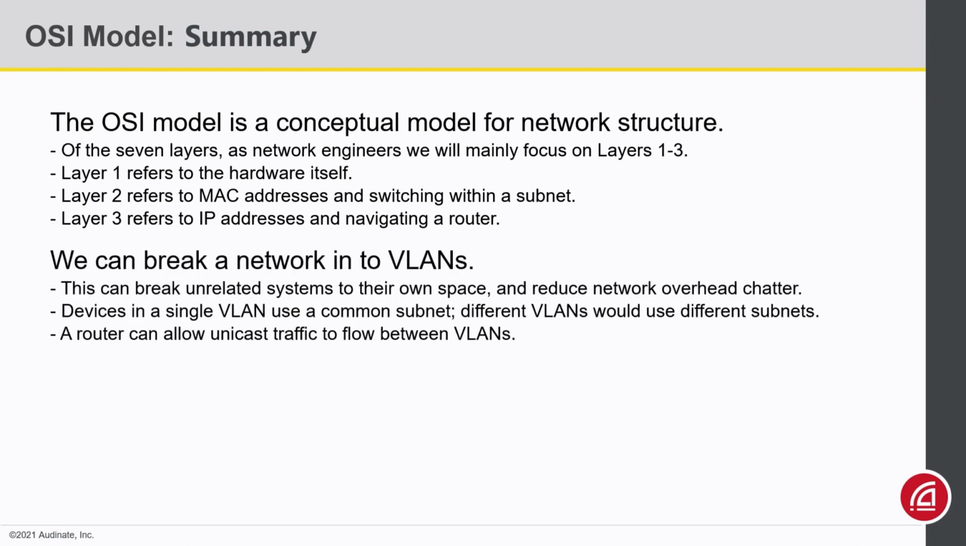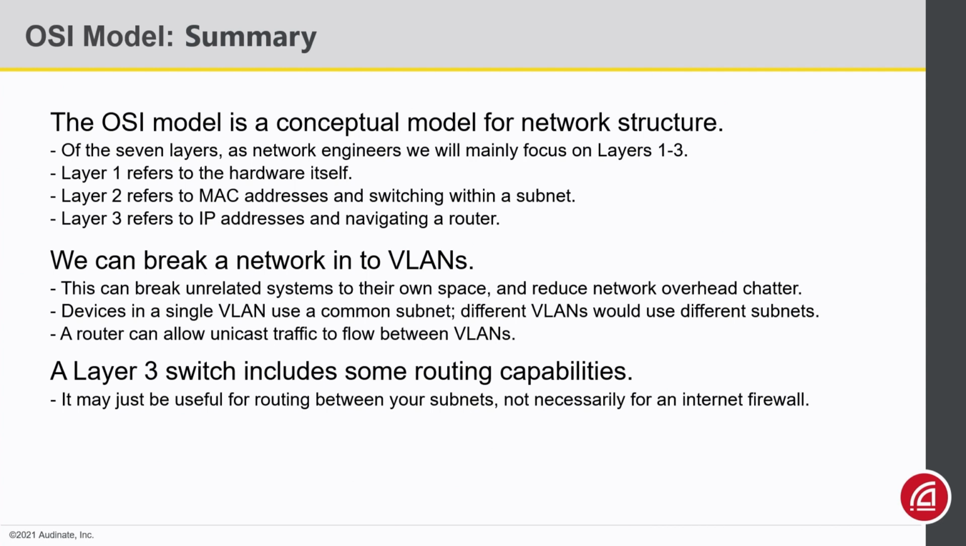We can take a network and break it into multiple VLANs. This can help isolate unrelated systems to their own spaces and reduce the chatter of network overhead. All the devices in a single VLAN should receive IP addresses in a common subnet. Different subnets should be used for each VLAN. To allow traffic to move between VLANs, we can use a router. And of course, while we know switching occurs at layer 2, there are such things as a layer 3 switch. That just means it has routing capability built in.